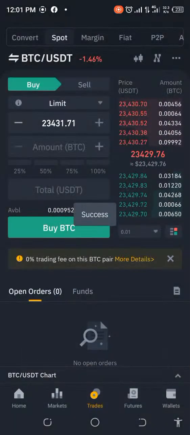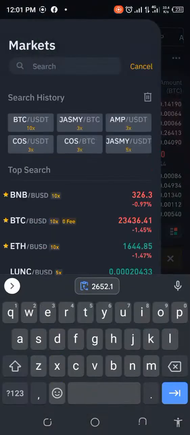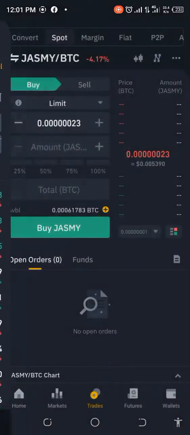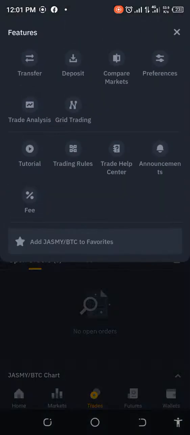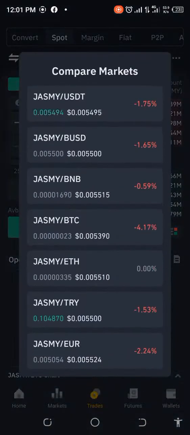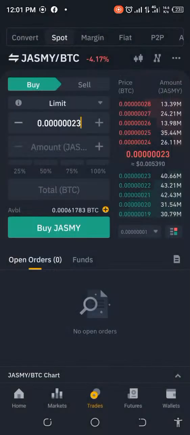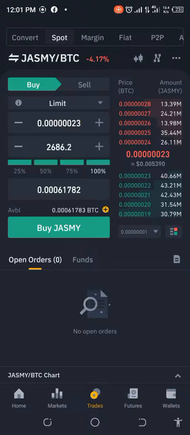Okay, success. It has been executed right away. So we go ahead and choose Jasmine BTC. I'm going to check one more time just to be sure that everything is still intact. Looks so. And everything I'm doing here, don't forget, is by limit. So I'm just going to take a screenshot of that. Let's go ahead and do this one to go.